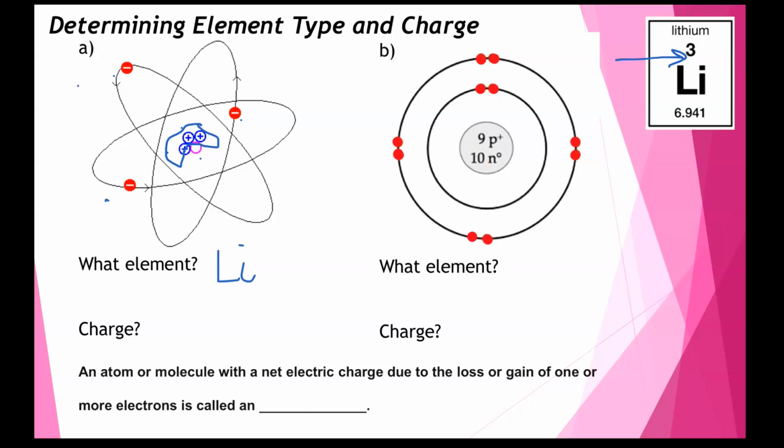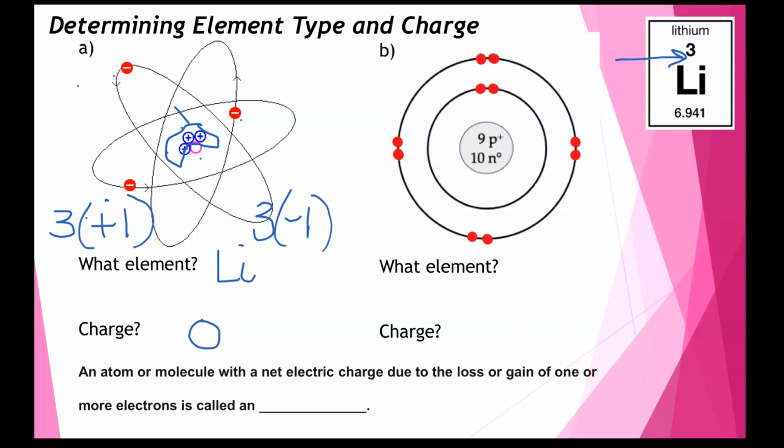And then to determine charge, we need to look at the balance of protons and electrons. So we have 3 protons, so 3 plus 1 charges. And we also have 3 electrons, so 3 minus 1 charges. So if we have 3 positive ones and 3 negative ones, then our overall charge is neutral, meaning that we have a charge of 0 on this atom.